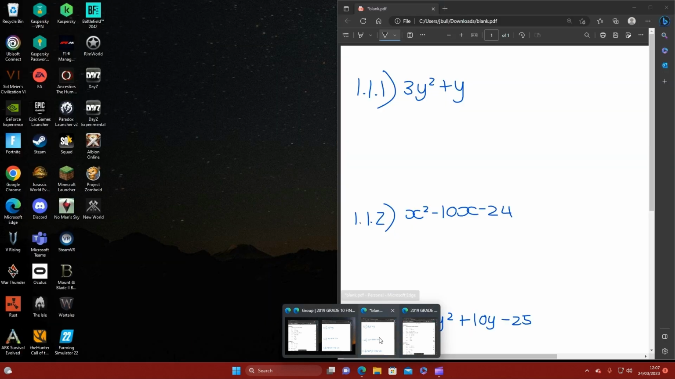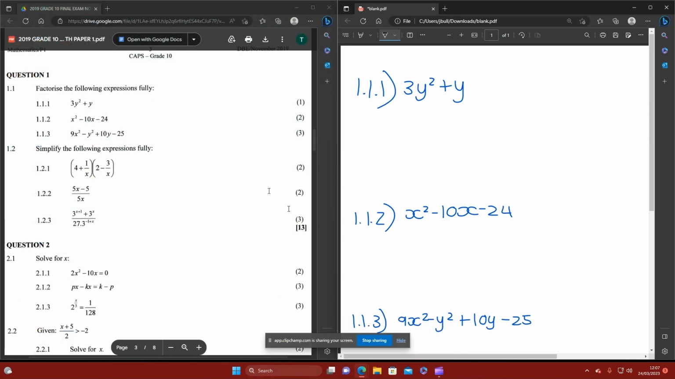Okay, so if we look at this first question, we've got lots of factorizing questions. Okay, so factorizing, you've got to play around a little bit. You're either going to factorize by taking out a common factor, by using quadratics, or by looking at dots, so the difference of two squares.